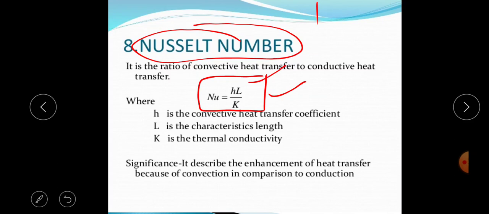Now what is the significance of Nusselt number? Significance of Nusselt number is it describes the enhancement of heat transfer because of convection in comparison to conduction. Like in convection, heat transfer enhances, so this describes the enhancement of heat transfer because of convection in comparison to conduction. So this is the significance of Nusselt number.